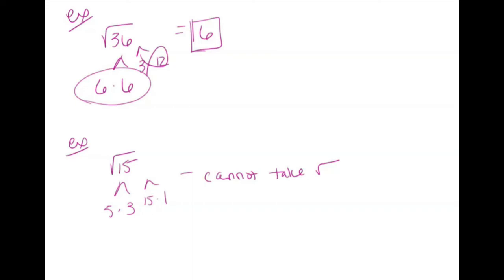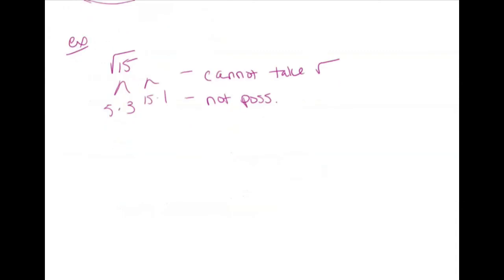So it's impossible. And I think that the directions just ask you to take the square root if possible. So if you get a situation like this, you can simply write "cannot take the square root" or "not possible" as your answer. Okay, remember we're looking for an integer times itself.